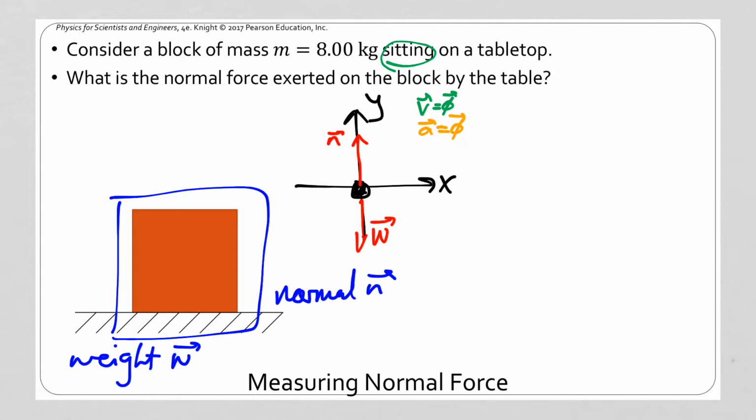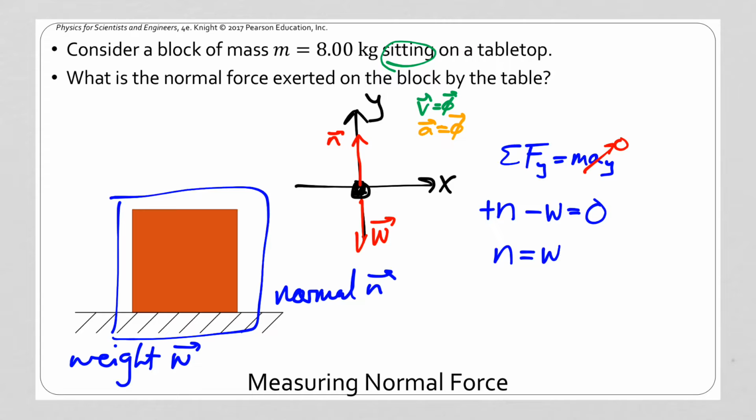So now I can set up my equations. I only have vertical forces, so I only need to look at my forces in the y direction. I have normal force that's going up, I have weight that's going down, and my acceleration in the y direction is 0. And so I can see here that my normal force is equal to my weight, which is mg. I do have an equation for weight. And so I can find the normal force.